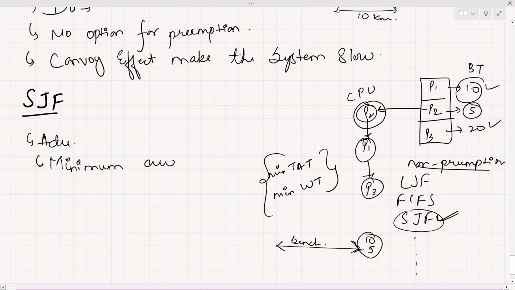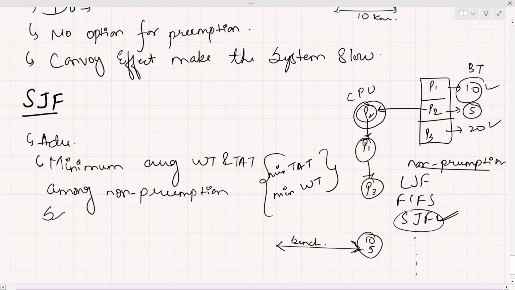minimum average waiting time and turnaround time among non-preemptive scheduling algorithms. Remember this thing, among non-preemptive scheduling algorithms. Why did I say among non-preemptive?